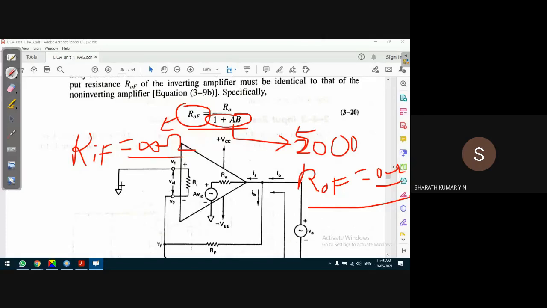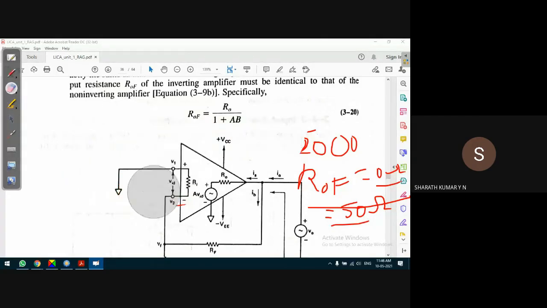Still, with negative feedback, we can improve the input impedance, so we can achieve megaohm range input impedance, that is RIF. And ROF can go down to 50 or 70 ohms. It depends on the other components connected to the operational amplifier.